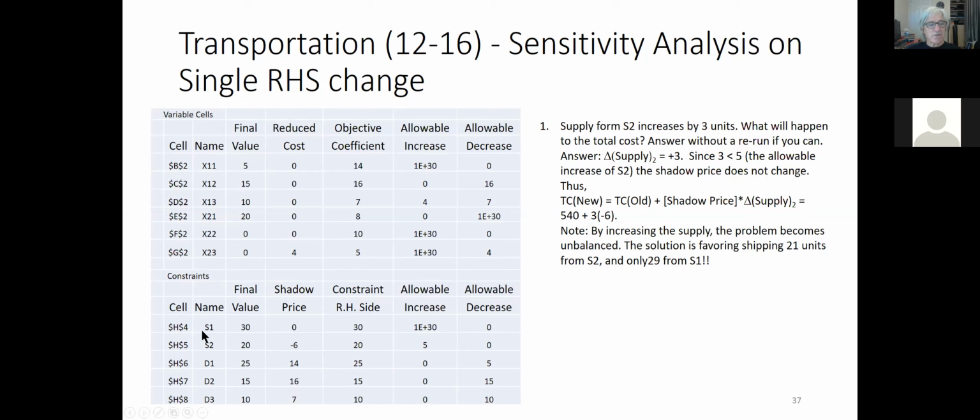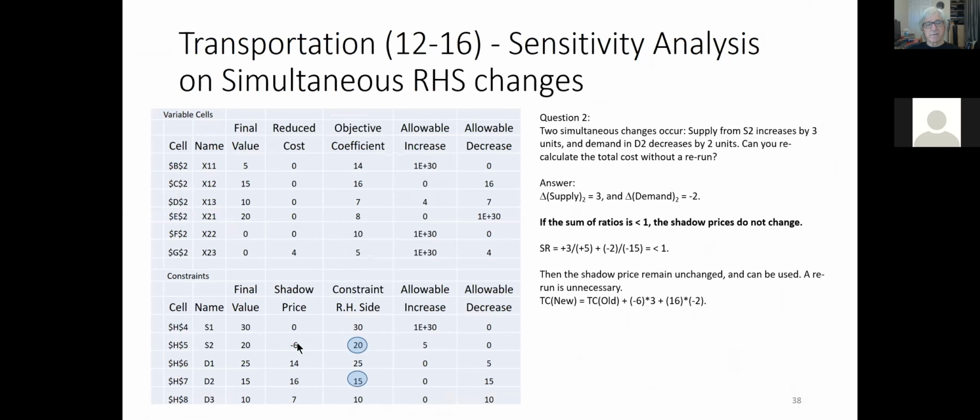I'm looking for source number 2, and I see that the supply, which is the right-hand side of the constraint, increases by 3 units. Formalities call for checking the allowable increase here, which is 5. So you have 3 compared to 5. I'm staying within the allowable increase, but this time it is the range of feasibility. And therefore, the shadow price for this change remains -6.